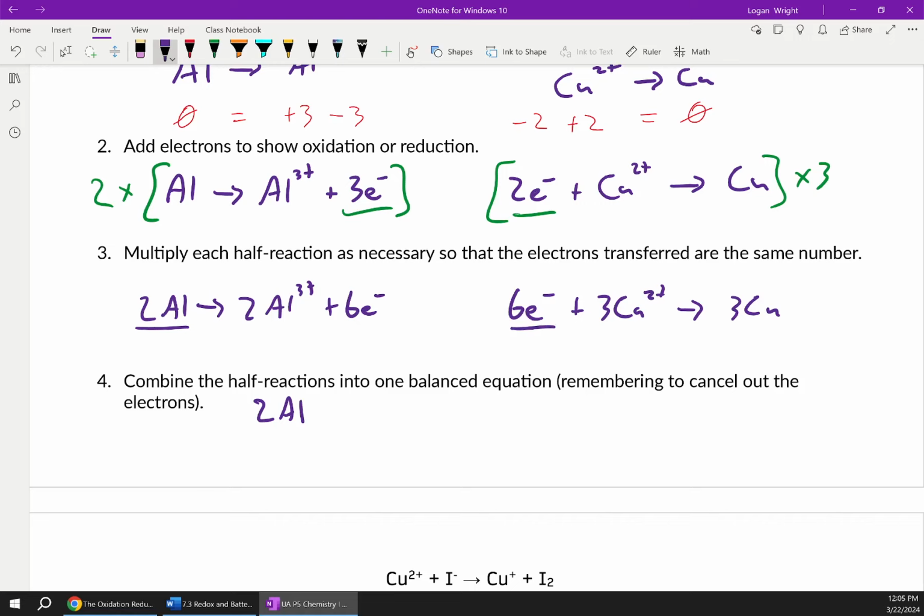I have 6 electrons plus 6 electrons and 3 copper ions plus 3 Cu2+ yields 2 aluminum ions, 2Al3+ plus 6 electrons plus 3 copper atoms. And now we're done-ish. We've actually done a little bit more work than we had to do.